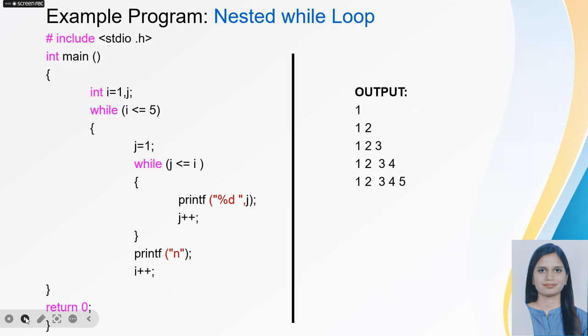Example program: nested while loop. What is a nested while loop? #include <stdio.h> in main. A while inside a while condition is called a nested while loop. Output: 1, 1 2, 1 2 3, 1 2 3 4, 1 2 3 4 5.